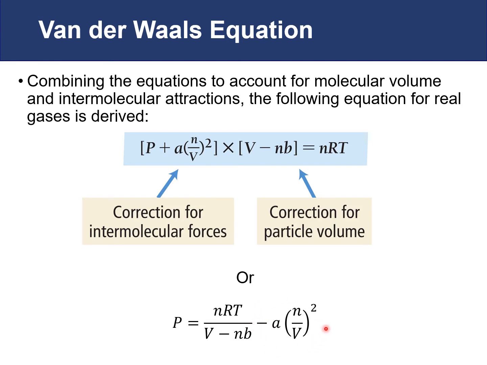Here, this is the attractive force. As the attractive force increases, that's going to pull the molecules towards the center, which decreases the pressure. So you have this minus a times the quantity (n over V) squared. So as the attractive force increases, the pressure should decrease, which is what we end up seeing.